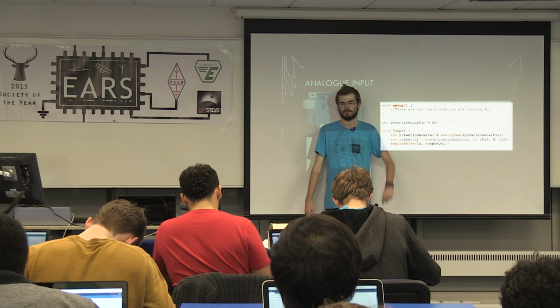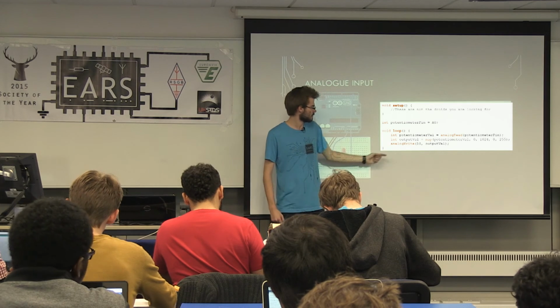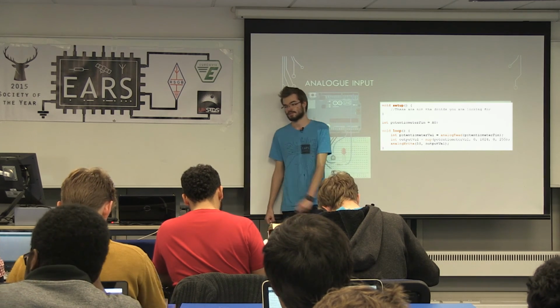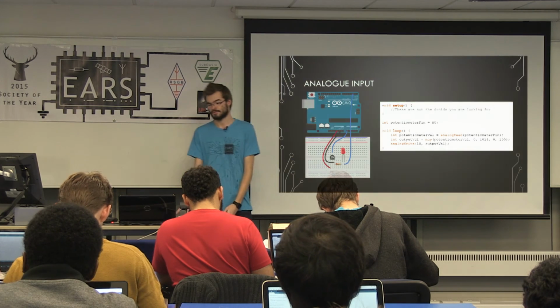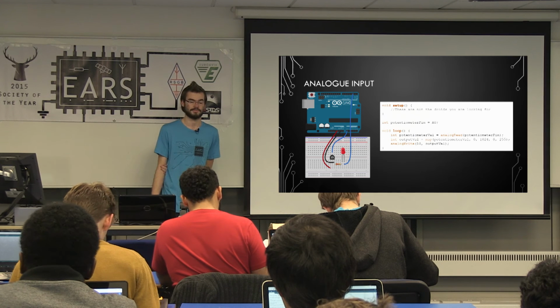You should have this code on your sheets if you can't read it off the board. So what this means is that by doing this, we can put it into the analogWrite function in this case, because the analogWrite function is 0 to 255 for the full range. So you can convert it into whatever range you want to use.